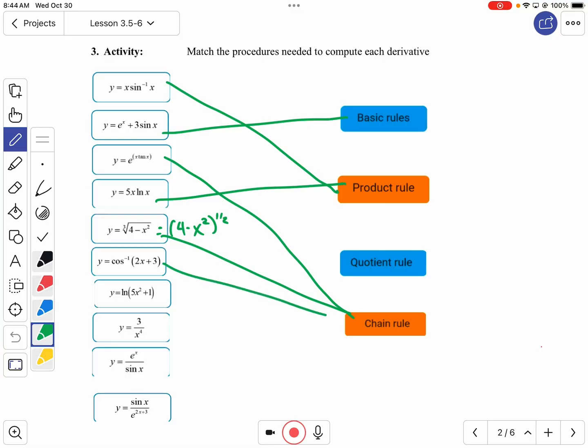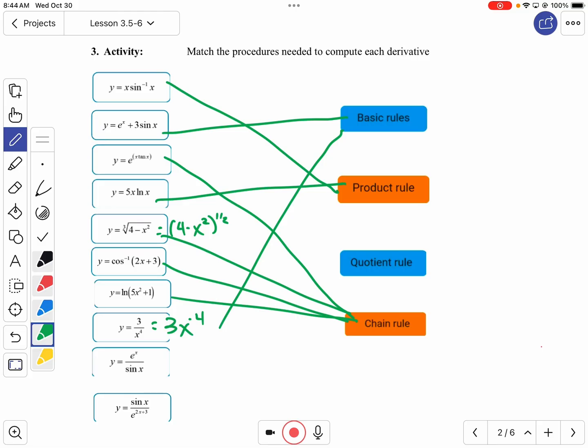Chain rule again. ln of 5x squared plus 1. Chain rule again. Lots of chains there. 3 over x to the 4th. You can do this with basic rules. You could do quotient or basic. I personally would do this so that I could do a basic rule instead of a quotient.